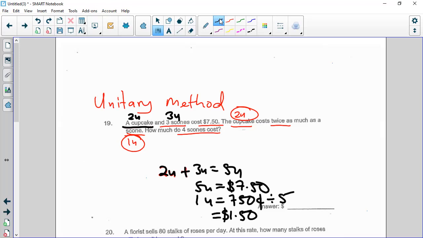So can you find how much 4 cones cost? 4 cones will be 4 units because 1 cone is 1 unit. So $1.50 times 4, and of course you can avoid decimals if you want. Change it to cents, and you get 600 cents or $6. No calculator. No one is supposed to use a calculator for all this. So the answer is $6.